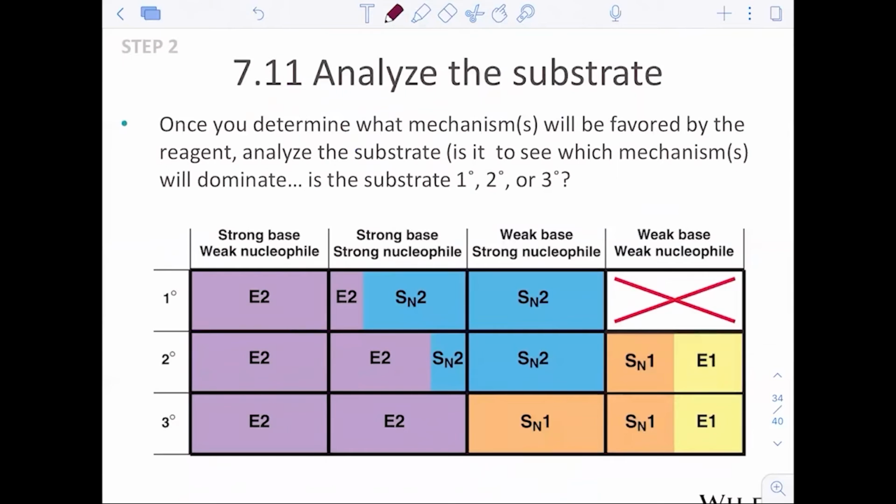pretty much see is that primaries will have major for the SN2 when you have that strong base and the strong nucleophile, those oxygens with the minus charges. If you have a secondary, it will favor E2 over the SN2. Everything else is pretty much structured when we start thinking about having a strong base or a strong nucleophile. So take the time to really analyze everything on the substrate to help you know which mechanism will dominate.